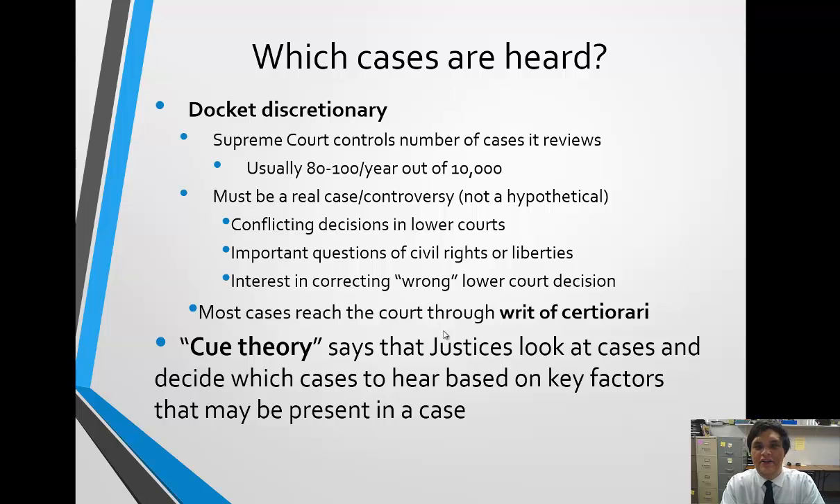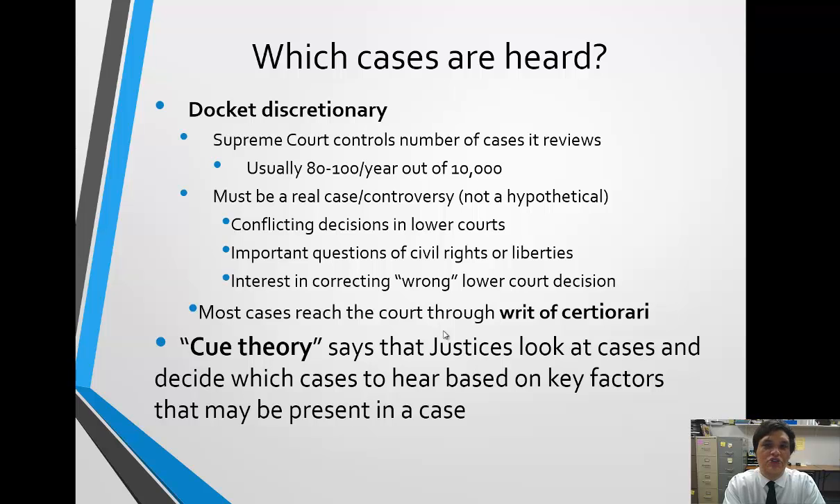The Supreme Court really likes it when there are important questions of civil rights or civil liberties involved. Let's say something belonging to the Fourth Amendment is in question, or maybe the Second or the First Amendment, such as your freedom of speech, your right to privacy, your right to gun ownership, to bear arms, I guess you should say. If there are important questions of civil liberties or civil rights, then the Supreme Court will definitely want to look at that case as well.